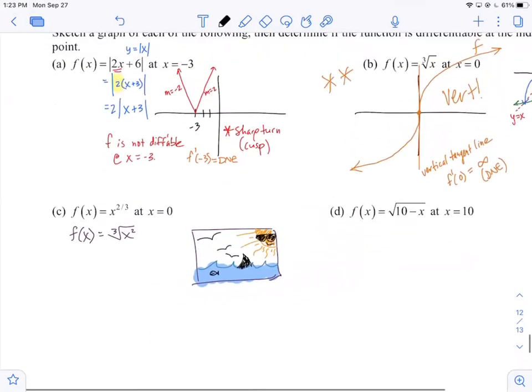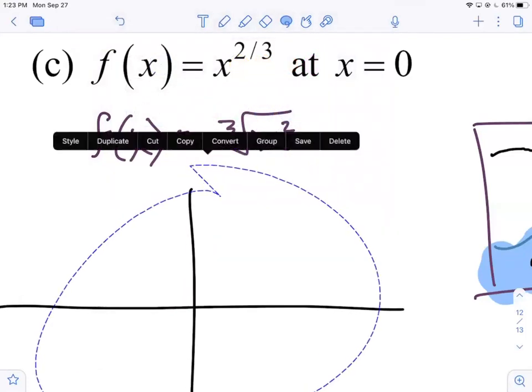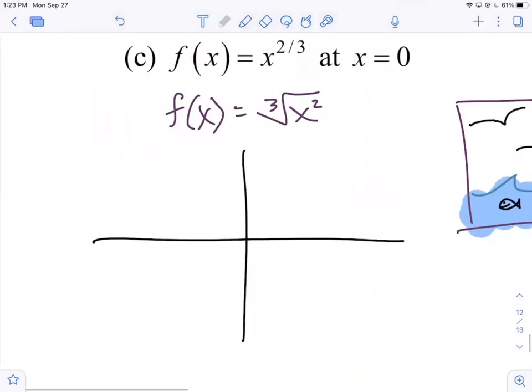So this is what this graph looks like. If you take the other graph and you reflect it, it becomes steeper.